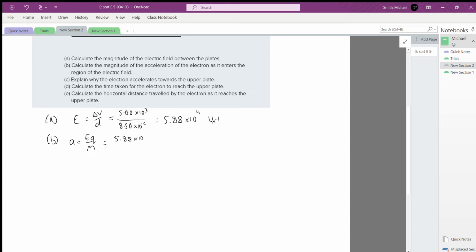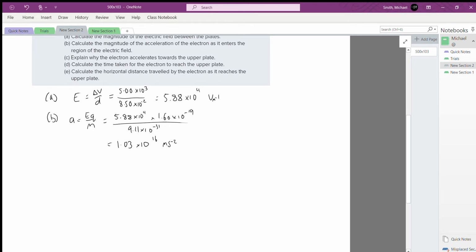5.88 times 10 to the power of 4 multiplied by the charge of an electron, which is 1.6 times 10 to the power of minus 19 coulombs, all over the mass of an electron, which is 9.11 times 10 to the power of minus 31 kilograms, which if we substitute into our calculator again, we get 1.03 times 10 to the power of 16 meters per second squared. So those first two questions are fairly straightforward, easy calculations.